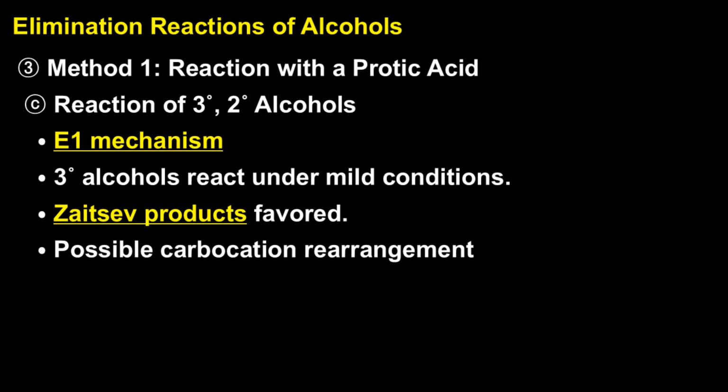Now let's talk about how elimination works for different types of alcohols. Secondary and tertiary alcohols usually follow an E1 mechanism, where a carbocation forms, and that's pretty stable, especially with tertiary carbons. These reactions happen under mild conditions, so you don't need high heat. They typically give the Zaitsev product, meaning the double bond forms at the more substituted, more stable position. But since a carbocation is involved, rearrangement can happen if there's a chance to form something even more stable, so always keep that in mind when predicting the product.